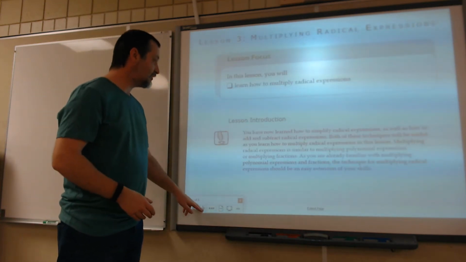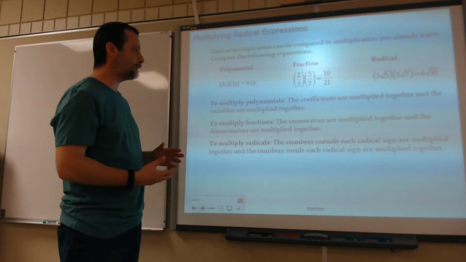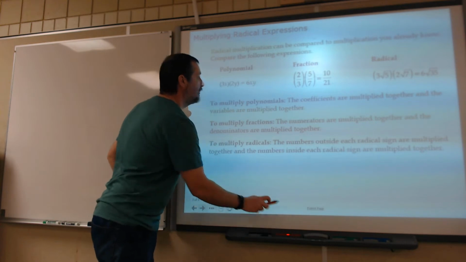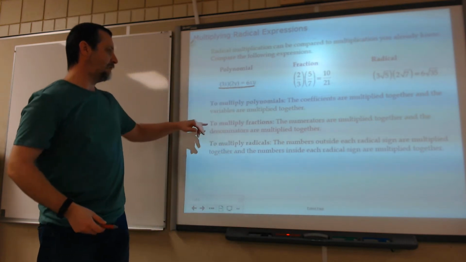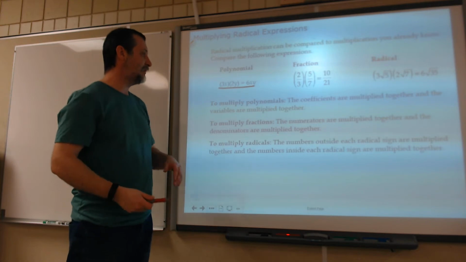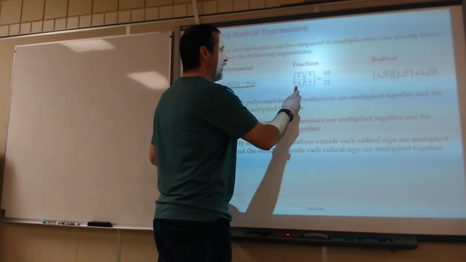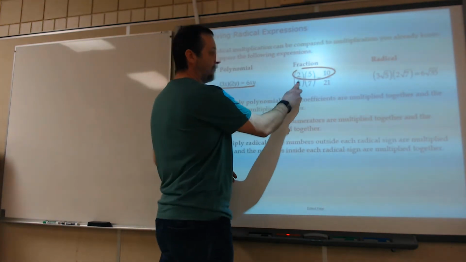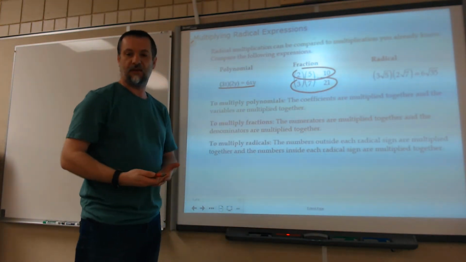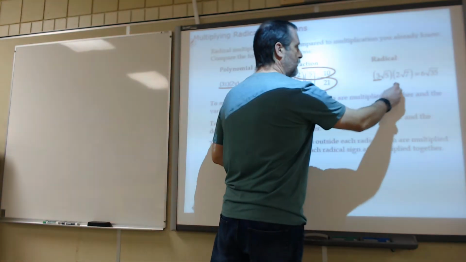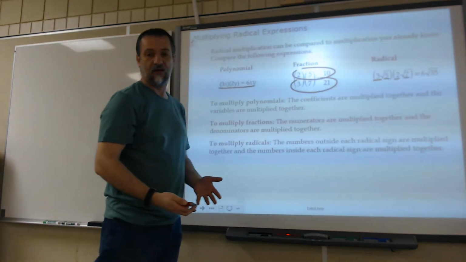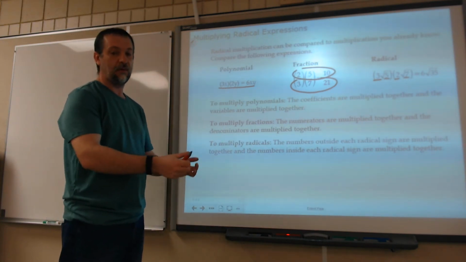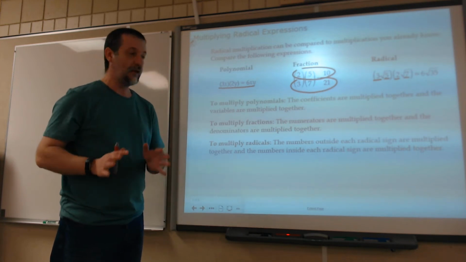So, multiplying rational expressions, you can read through this. Your notes are just talking about, again, the similarities. When you're multiplying polynomials, coefficients are multiplied together, variables are multiplied together. When you look at fractions, numerators are multiplied together, denominators are multiplied together. So it's the same thing with radicals. Your coefficients are multiplied together, and your radicals are multiplied together. And the way it works, as long as we have the same index, so square roots can only be multiplied with square roots, cube roots with cube roots. That's going to be key.